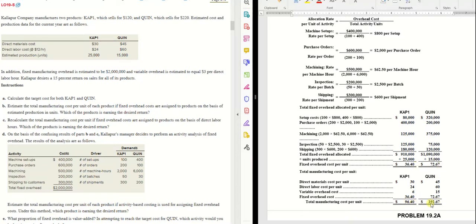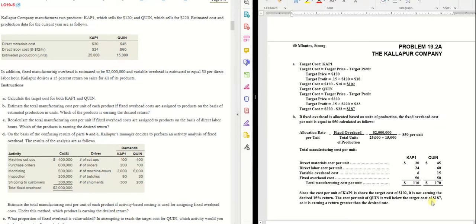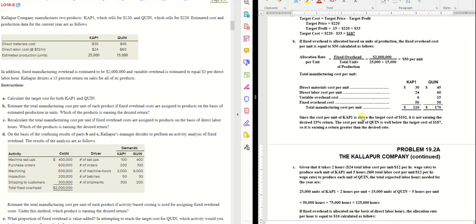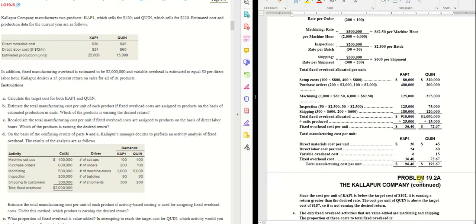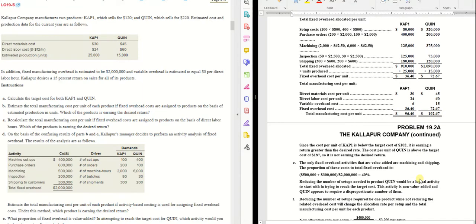Now this one's 96 and 192. Go back up here. I needed to make this one for 102. I made it. This one, 187, I'm not making it. Okay. And so basically what this one is saying is, if these are truly what is driving the costs, then I should allocate it by this, and this is more reflective of our true costs of Cap and Quinn.